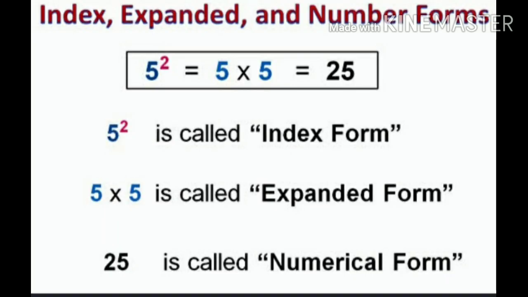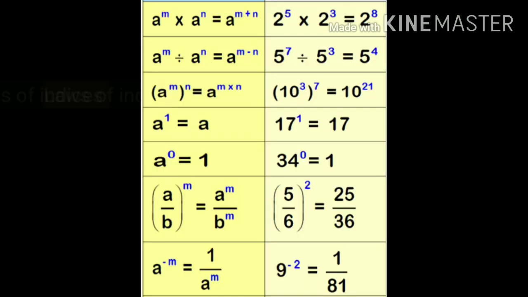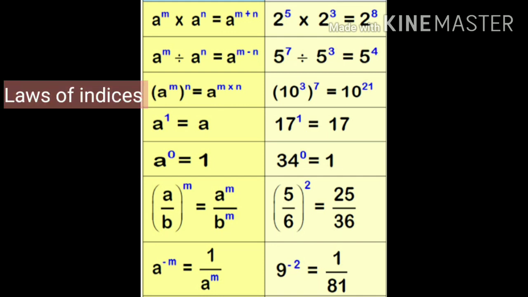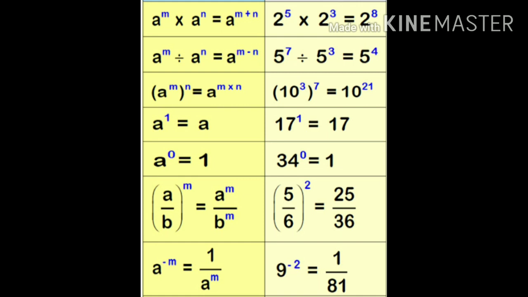Now, let's see index, expanded and number form. 5 raised to 2 is called index form. 5 into 5 is called expanded form. 25 is called numerical form. Now, this is a chart of laws of indices. These are the formulas you have learned, children, in your earlier standard.